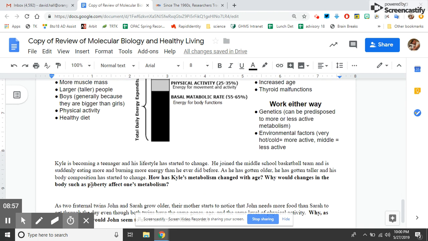Why would changes in the body such as puberty affect one's metabolism? Puberty is having the body do a lot of different things to make lots of different changes that it hasn't done before. So that possibly increases metabolism.